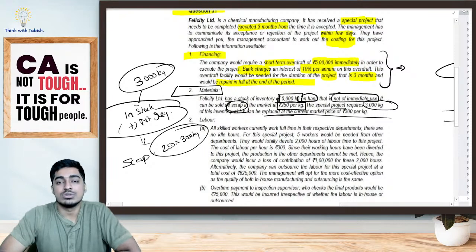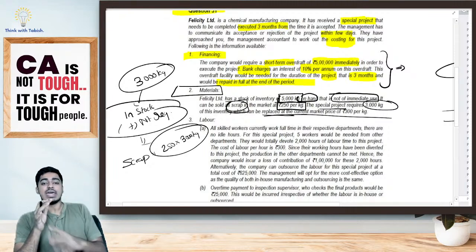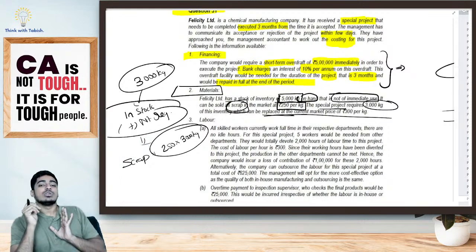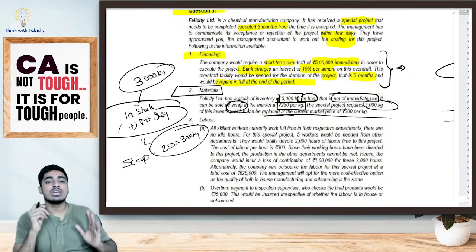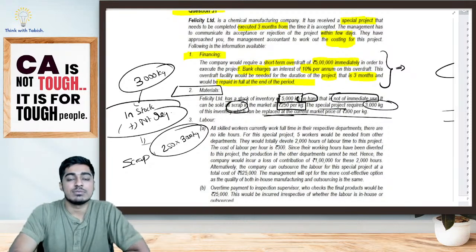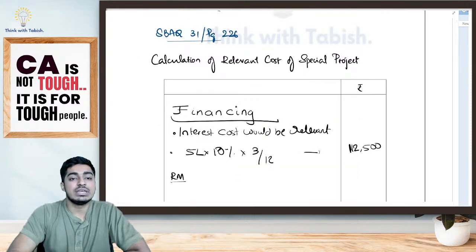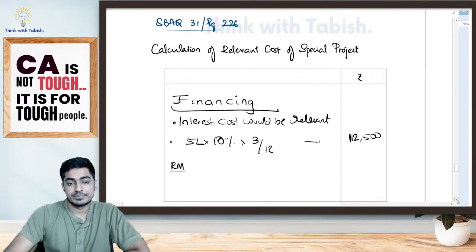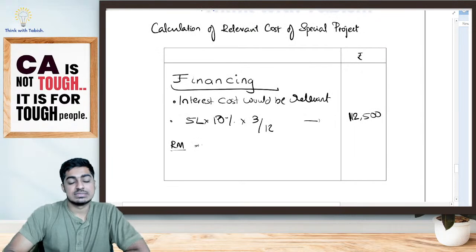Is it clear, students? If this offer was not there, I would have sold these 3,000 kg as scrap and got 250 rupees per kg. Now, because I am using it, I am not able to get the realizable value. I will get it from the customer. So for raw material, realizable value is relevant.